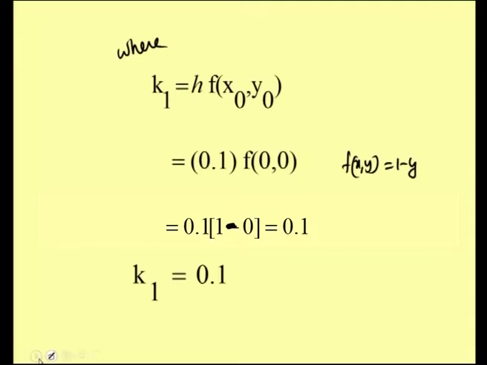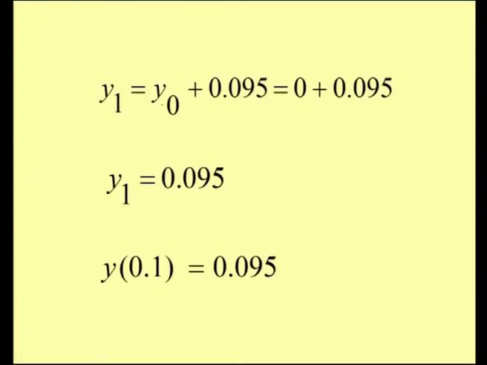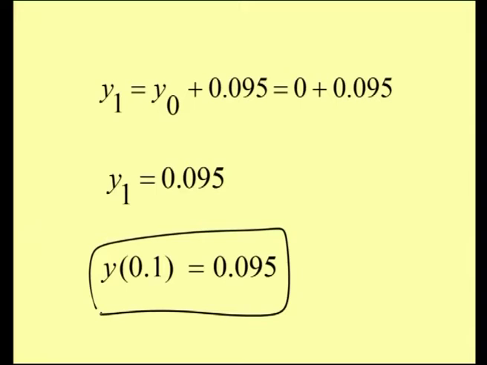So, k1 is 0.1 and it is substituted in k2. So, k2 is 0.1 into f of 0.05 comma k1 by 2, where k1 by 2 is 0.05. So, f of 0.05 comma 0.05 is 1 minus y, that is 1 minus 0.05. So, the answer is 0.095. k2 is 0.095. So, y1 is equal to y naught plus k2, that is 0 plus 0.095. So, y1 is equal to 0.095. Hence, we have found y1, that is y of 0.1 is equal to 0.095.